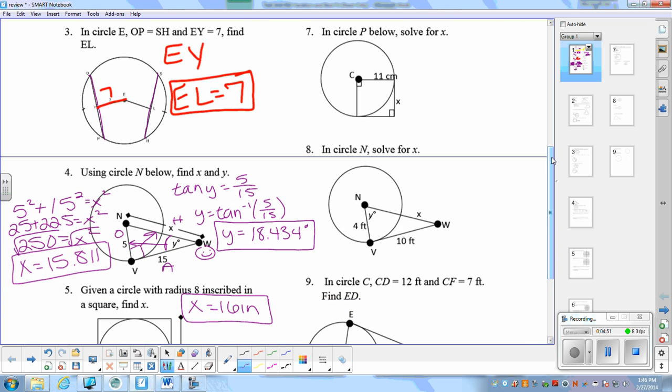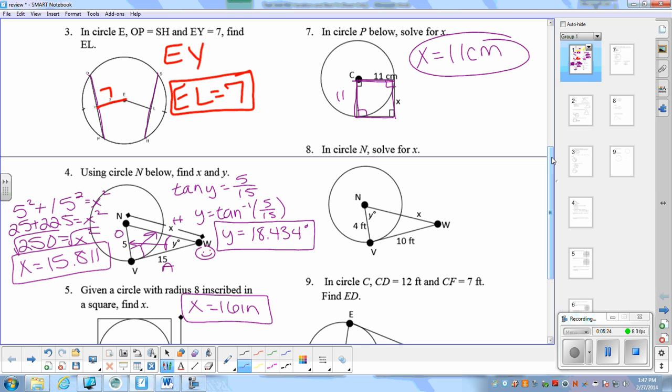Number 7. We have a circle. We have 2 90-degree angles. And we know that these are 90 degrees also, because this line right here is tangent. Here's a radius, tangent, radius. We have 4 90-degree angles. So, since this is C, this is 11. This is also another radius. This would be 11. We have a square, so x is 11 centimeters.